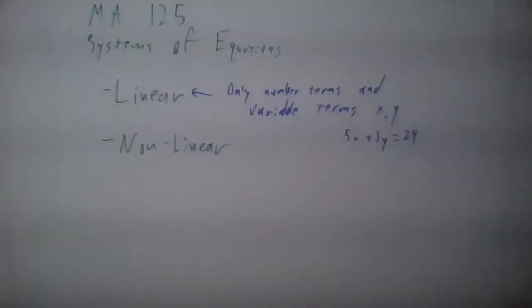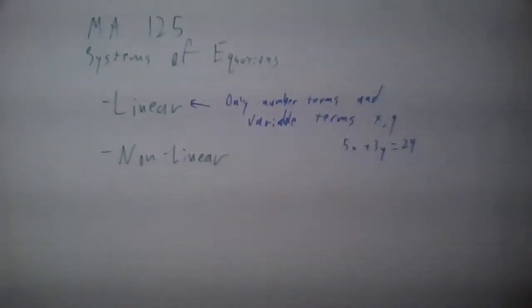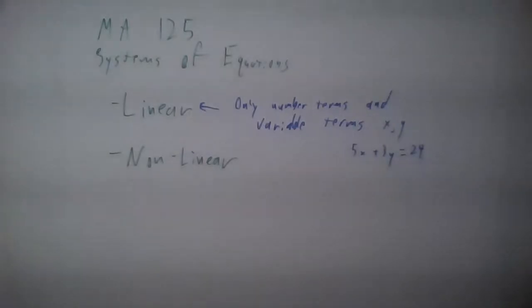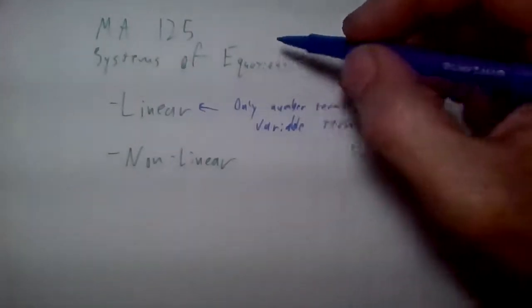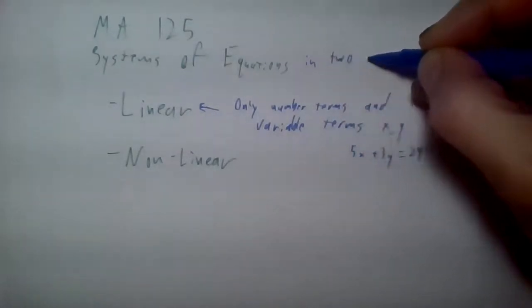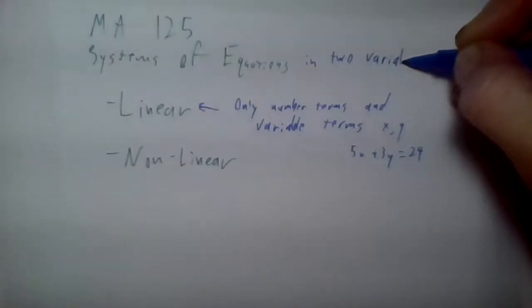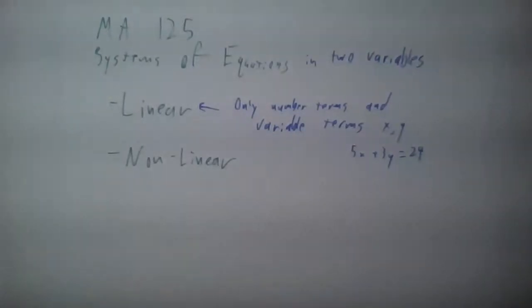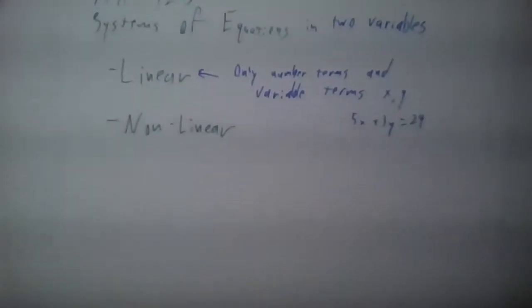All right, so linear equations look like this. You've got only number terms and variable terms in there. So we're talking about two variable systems. You could do similar stuff with more variables, but we're not looking to go into more variables. We're going to do this just with the two variable stuff. So we're looking at equations that have an x term and a y term and a number term. So a linear system would look like that.